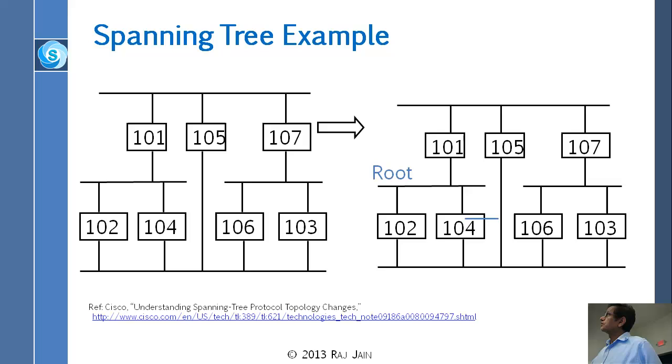Now 101 is the root, and so on this Ethernet 101 will be the designated bridge. On this Ethernet 101 will be the designated bridge. On this Ethernet 107 will be the designated bridge. Right? Because it is closest to the root. And closest means distance in number of hops. Right now they're all the same speed as well. If they were different speeds, then the closeness would change. But right now this is one hop from the root. So 107 is the designated bridge.